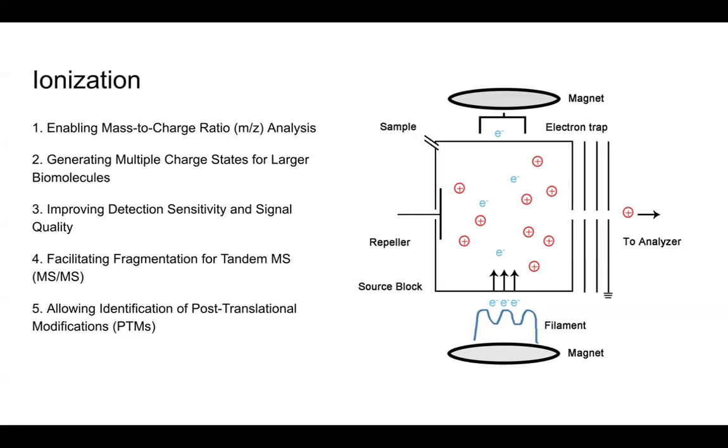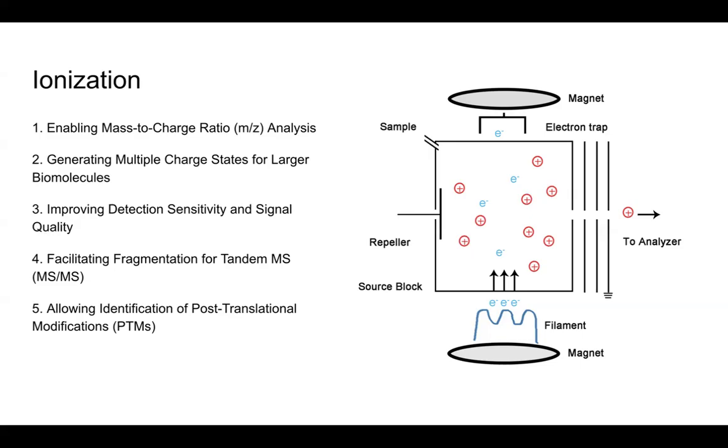The fourth is, yun nga, ionization allows for MSMS. Ionized peptides are important, if not the core requirement for fragmentation in MSMS. So this is where specific bonds along the peptide backbone are broken to generate fragment ions that reveal the sequence of amino acids. So fragmentation techniques such as collision-induced dissociation, yung minention natin kanina, rely on ions to produce consistent fragmentation patterns that are essential for deducing the peptide's sequence.